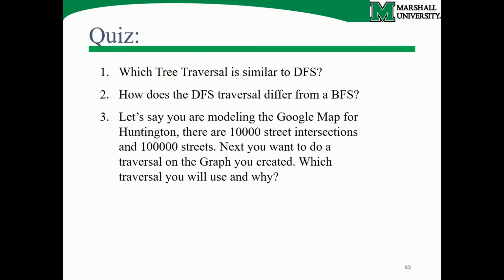Here is a quiz question for this lecture. Which tree traversal is similar to DFS? How does the DFS traversal differ from a BFS? The last one, let's say you are modeling the Google Map for Huntington. There are 10,000 street intersections and 100,000 streets. Next, you want to do a traversal on that graph you created. Which traversal will you use, DFS or BFS, and why?